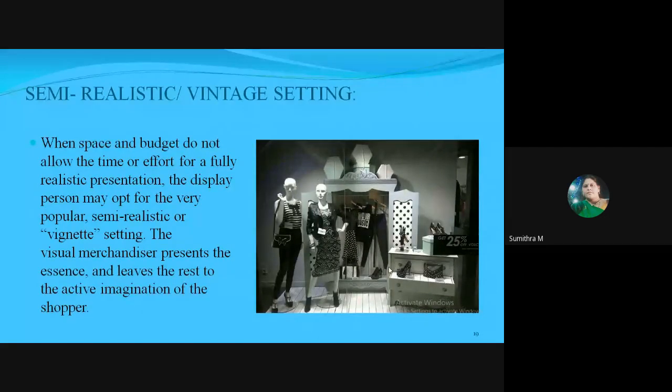Next one is a semi-realistic setting. If it is a realistic setting, the cost will be very high. So people who are not able to afford a realistic setting can go for a semi-realistic setting. Half will be in a realistic form, half will be in the imagination of the visual merchandiser. That is named as a semi-realistic setting. Imagination of the shopper is also named as a semi-realistic setting.